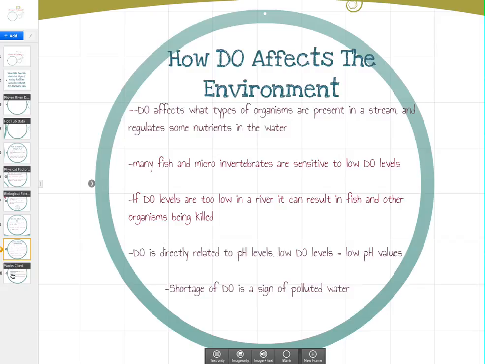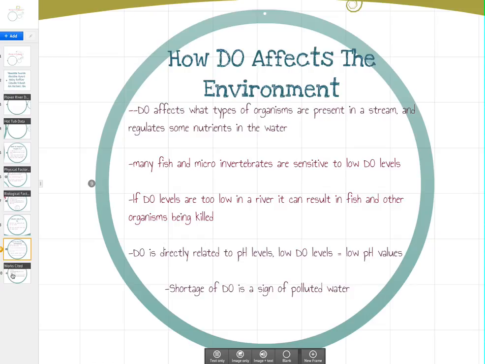This is seen when comparing the river water data to the hot tub water data. DO levels are higher in the river water because there are organisms that need DO in order to live. If DO levels are too low in a river, it can result in fish and other organisms being killed. DO is directly related to pH levels. Low dissolved oxygen levels equals low pH levels. Also, shortage of DO equals the sign of pollution in water.